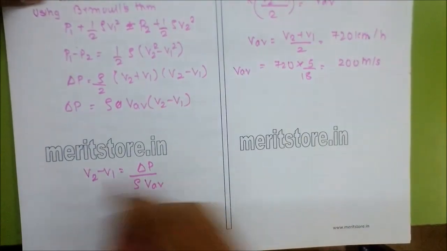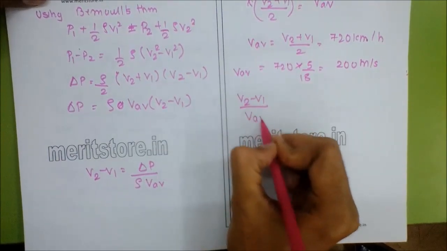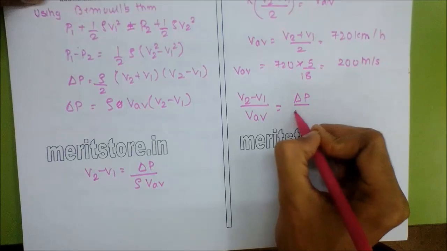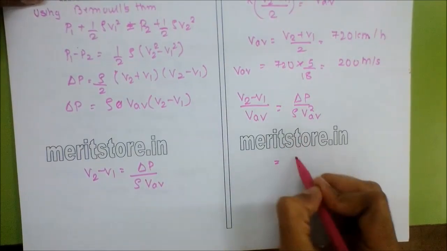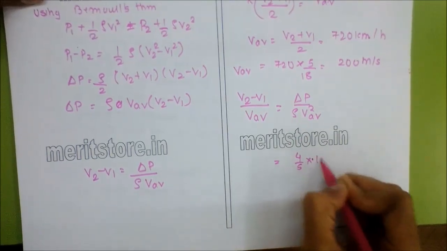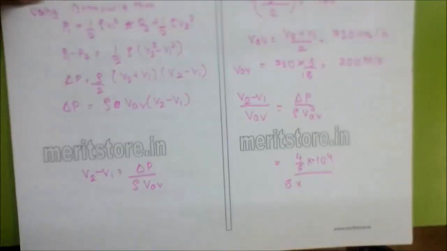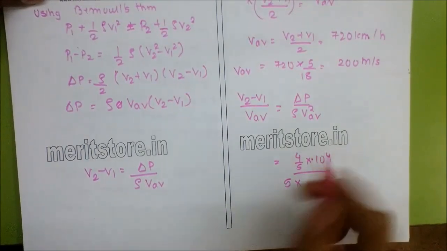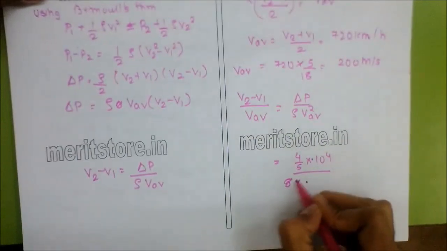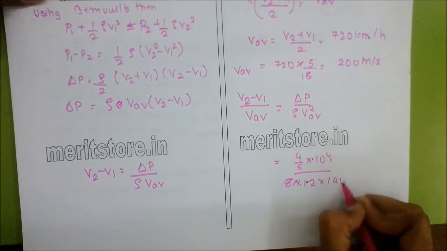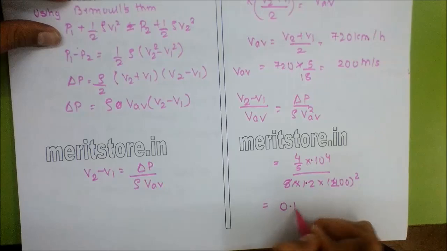So, in order to average out, we'll divide by the average velocity on both sides. So on both sides, delta p upon rho becomes average velocity squared. So we have delta p, that is 4 upon 5 into 10 raised to 4, upon the density, which is 1.2, into the average velocity, which is 200 squared. So calculating out, it comes out to be 0.17.